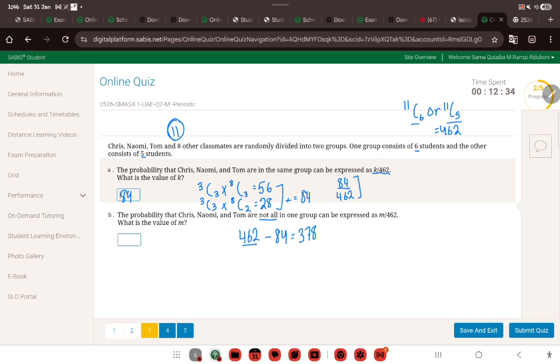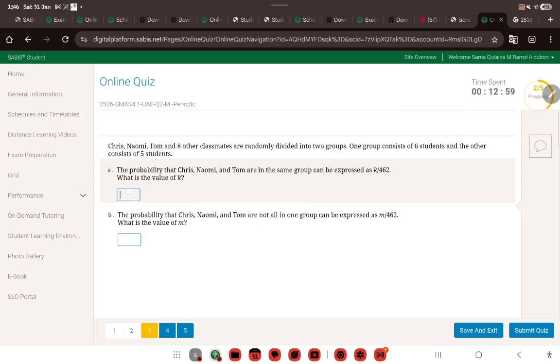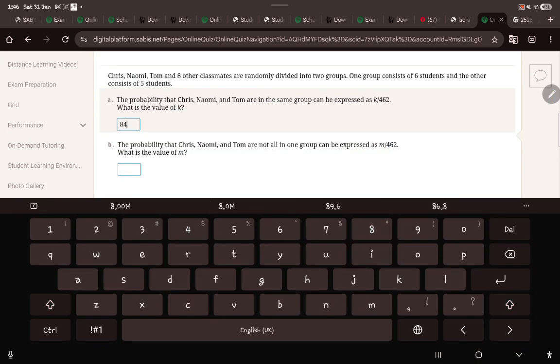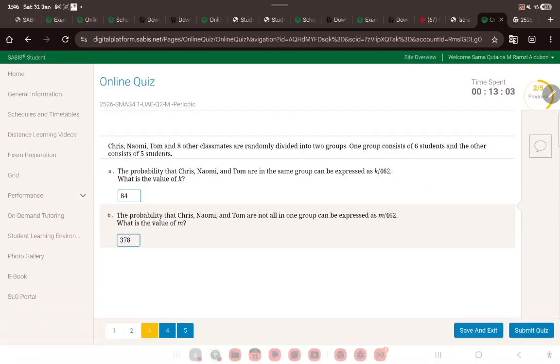So if we take the total and we remove them being in the same group, we get the number where they're not in the same group, which is 378. And then we simply divide it by the total number of arrangements which we found to get the probability of them not being in the same group. So it's 84 and 378.